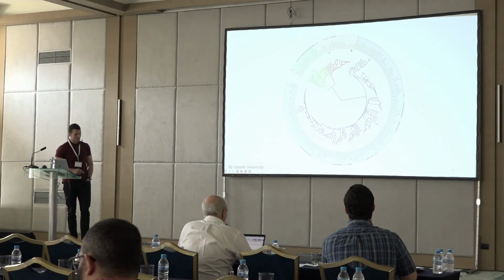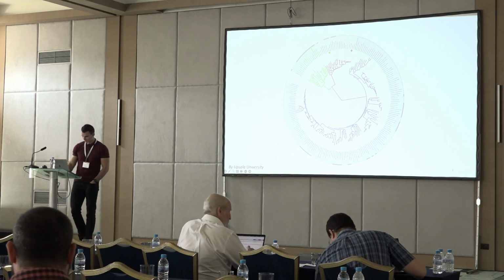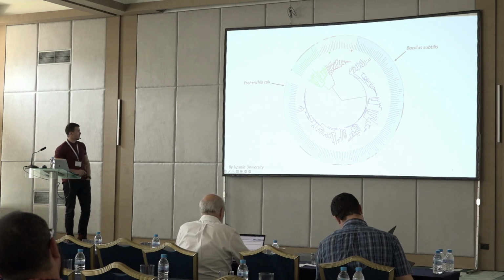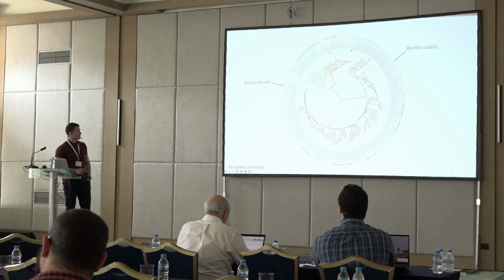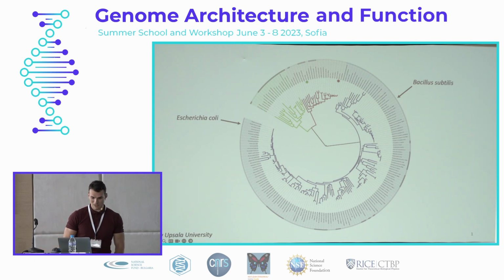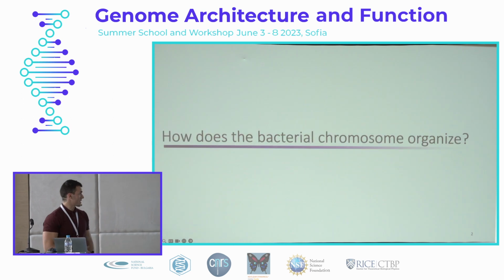There was a lot covered on DNA organization in eukaryotes, but I will talk about another branch of life, which is bacteria. Most notably, I will focus on genome organization in two of the most prominent model systems, Bacillus subtilis and E. coli. And so the question basically is, how do bacteria organize their genomes?